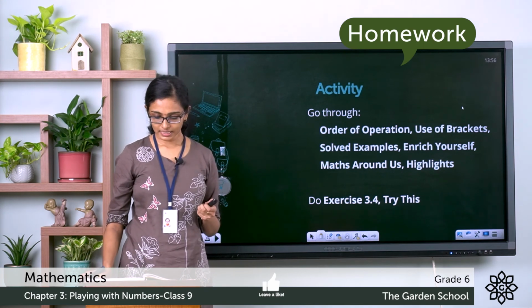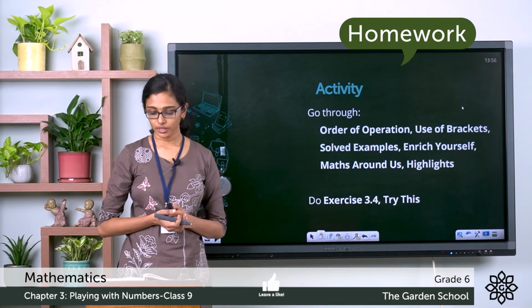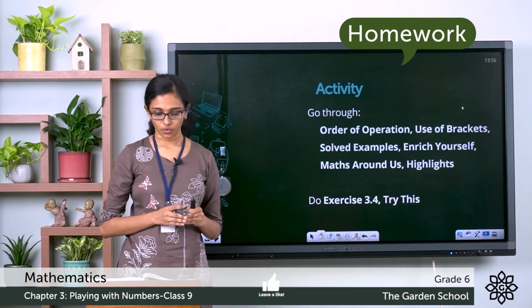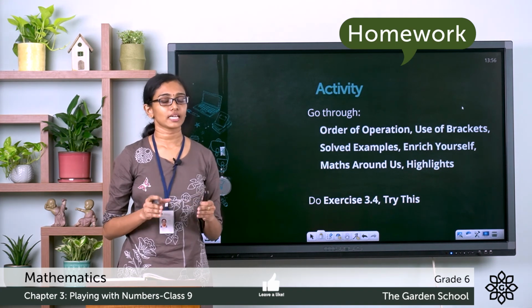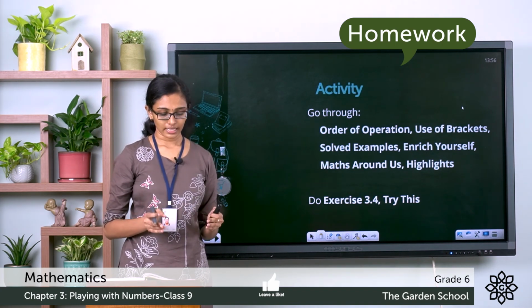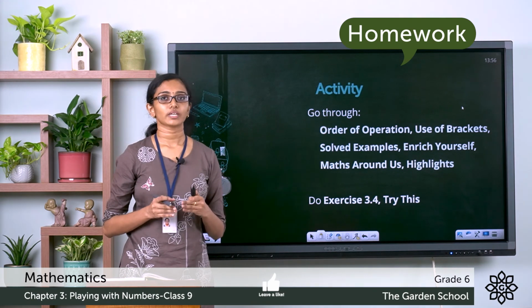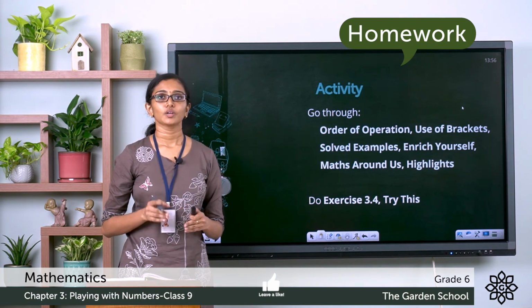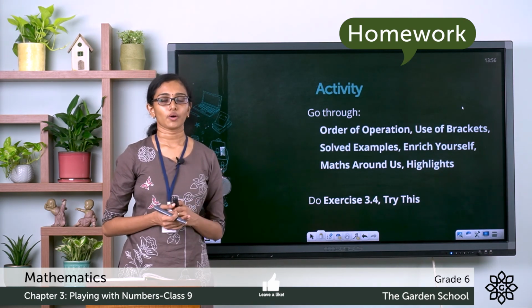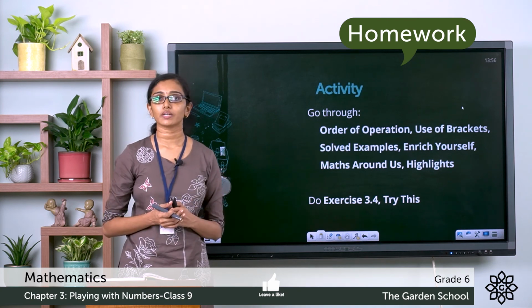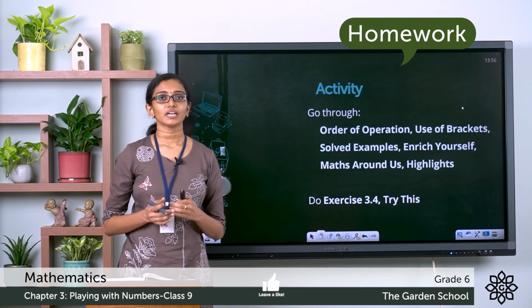Also, there is an exercise given within page number 45, exercise 3.4. You have to work out this exercise in your notebook. Then again, in page number 44, you can see a Try This exercise. Please work out that as well in your notebook. So once you're done with all these questions, please do take a picture and send us through Microsoft Teams.